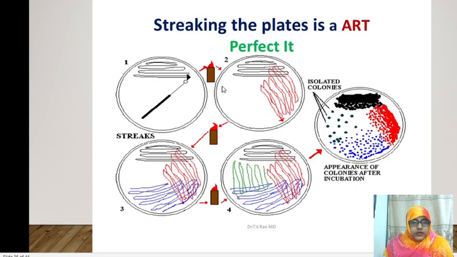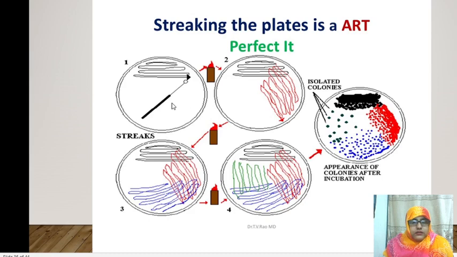You can see here, we put the loop here without lifting it up. We will draw a pattern like this. Don't lift up the loop. Continually draw this pattern and end up here. Then draw another pattern like this. Don't pull up the loop. Don't break the line. This is basically done on the media with a very light hand. You can see here we will heat it again and again. This is heat.